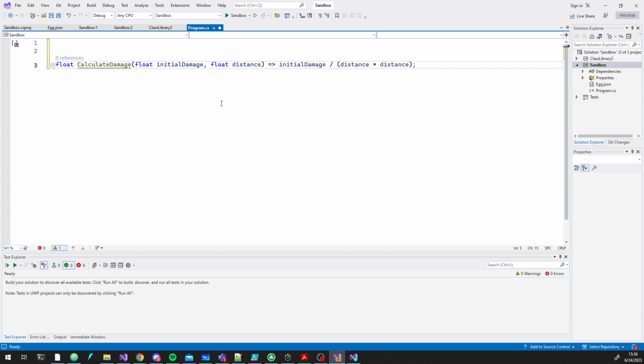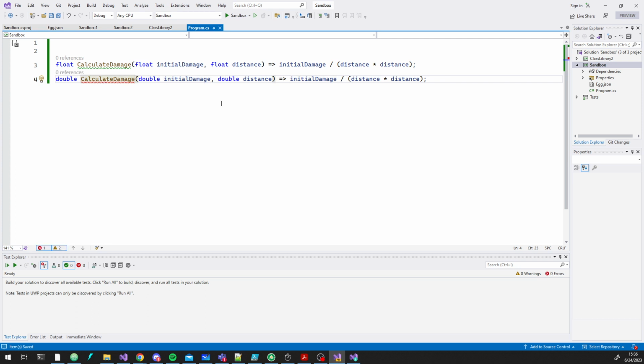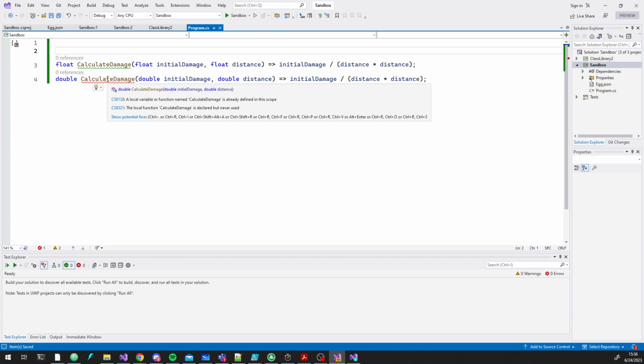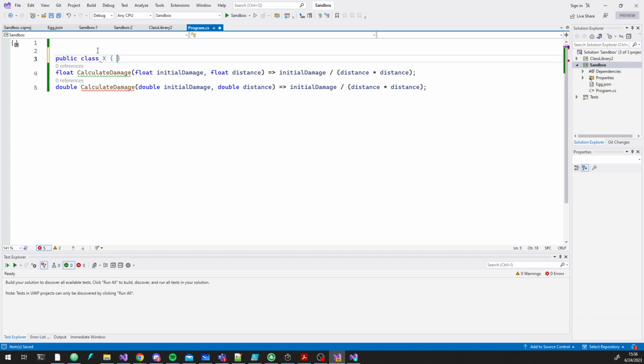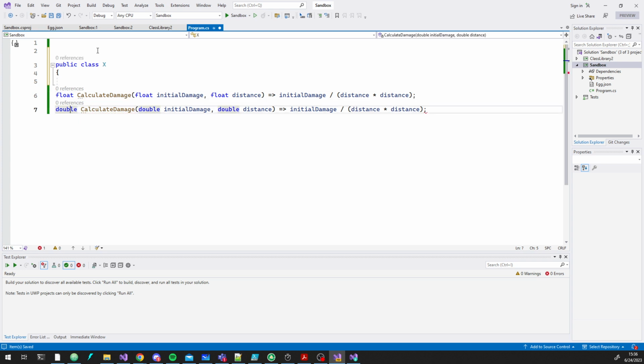I could use an expression body. Poof, now it's 1 line of code. To have a version of this that's float, and a version that's double, is that so bad? No, it's not. Oh, this isn't going to work in what I just did here. It isn't compiling because these are local functions, and local functions can't have overloads. Normally, if I threw these into a class, public class X, it'll compile just fine.